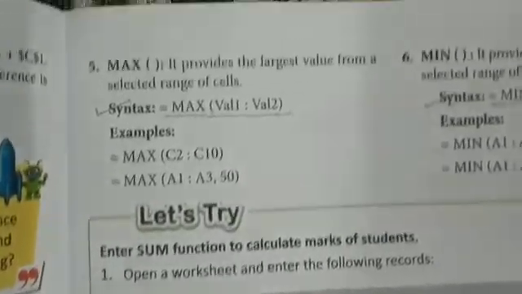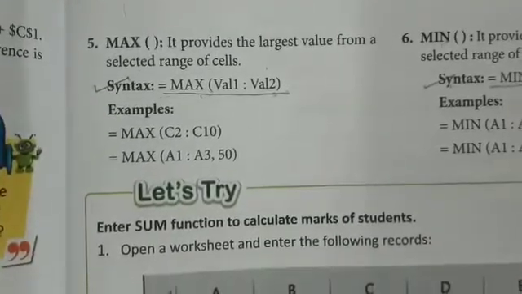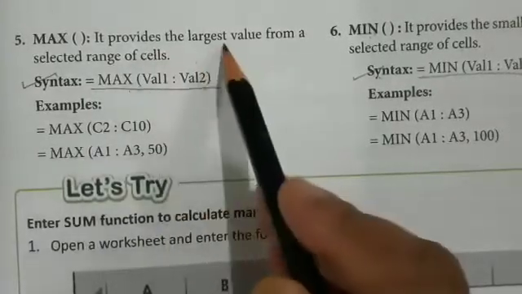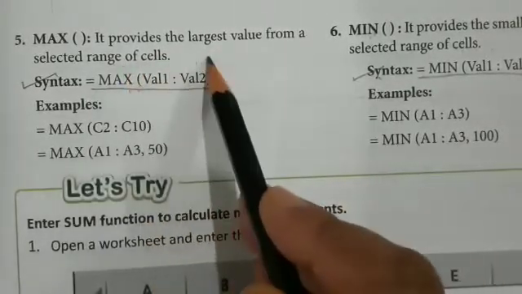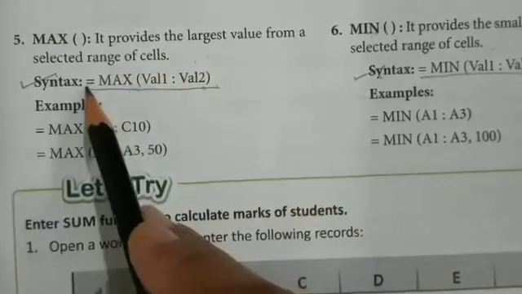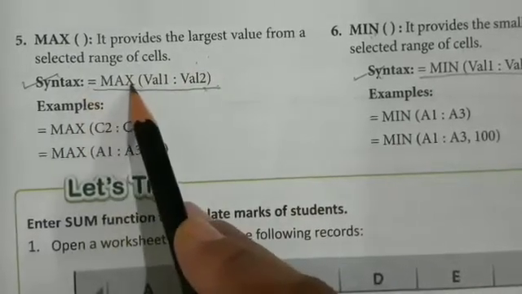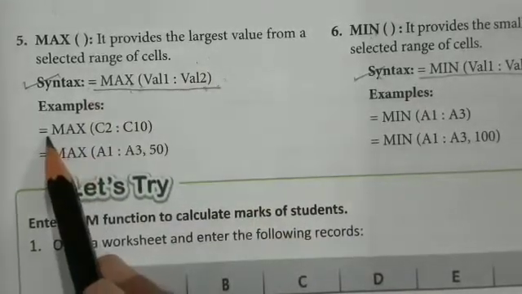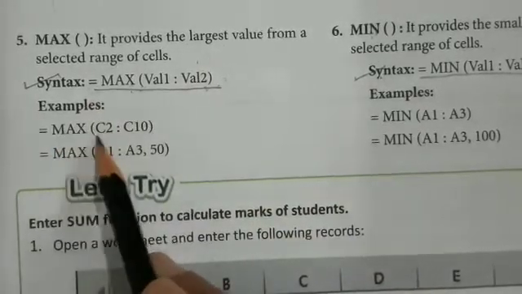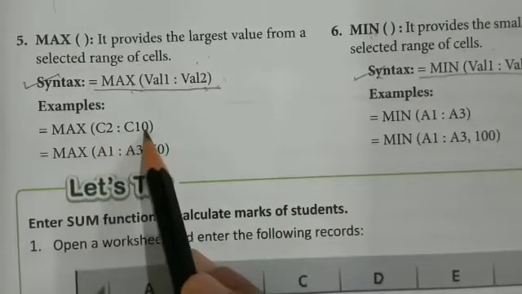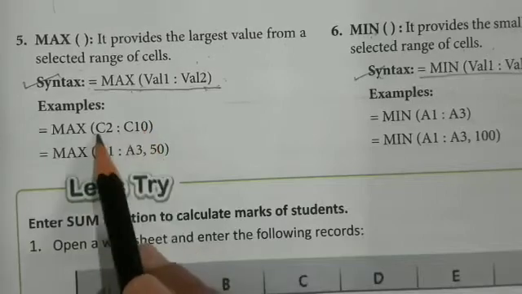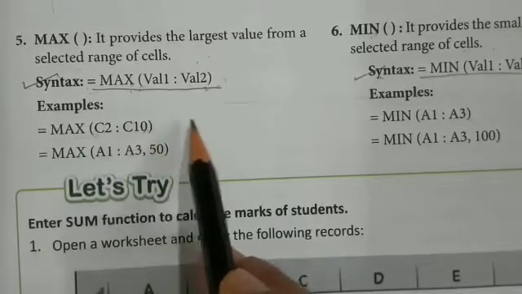Now let's see the max function. Max function gives the largest value from the selected range of cells. Equal sign MAX in the brackets the cell reference. For example, equal sign MAX in the parentheses C2 colon C10. So it will find the largest value from this cell range C2 colon C10 and the result will be the largest value.